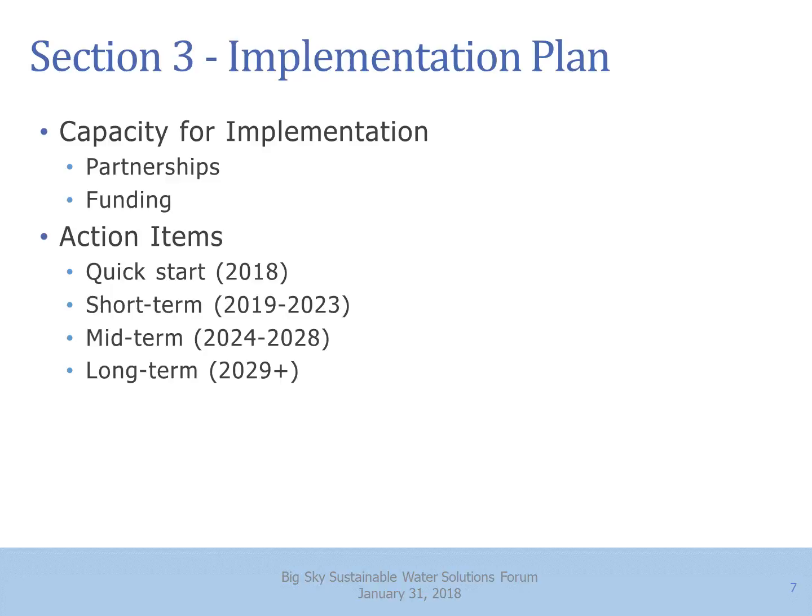And then the third section is the implementation plan. So this is how we're going to implement these ideas and start getting stuff done. There's a discussion on the capacity needs for implementation, the partnerships that participated in this forum and the need for ongoing engagement, as well as funding. And then we developed action items for each of the 12 alternatives, and we broke those into quick start things we could do right now, short-term things, and then things in the mid to long term. So we're looking kind of on a 10-year type planning horizon.